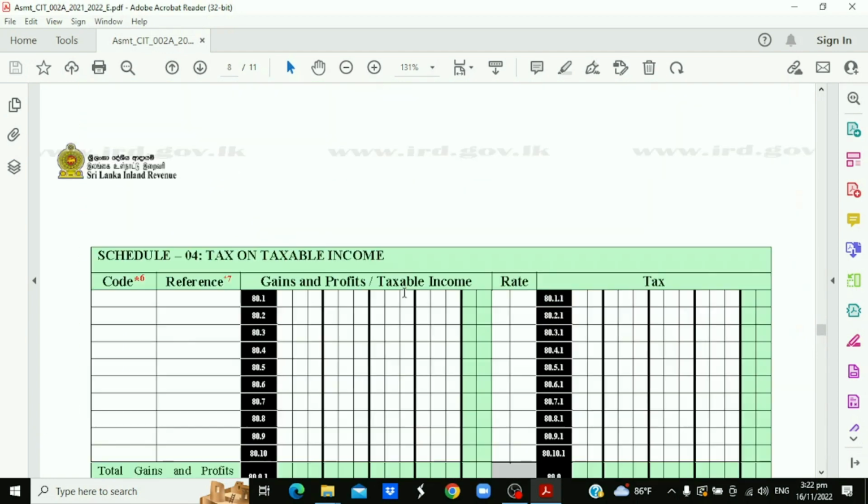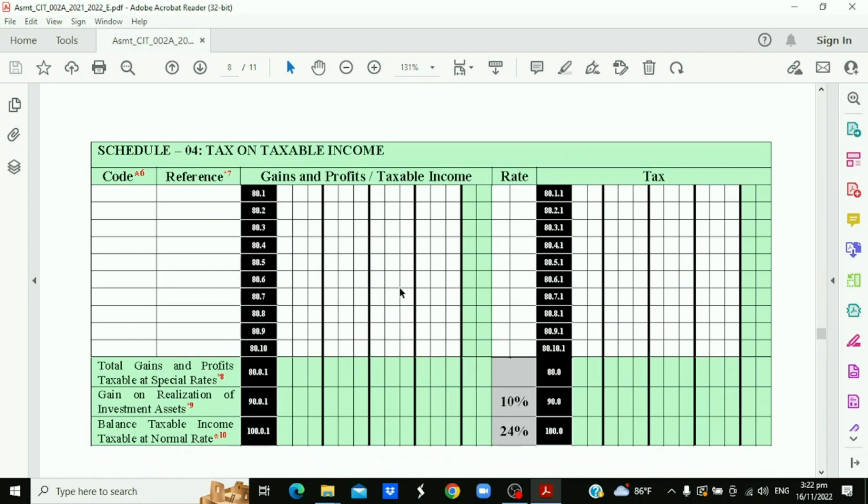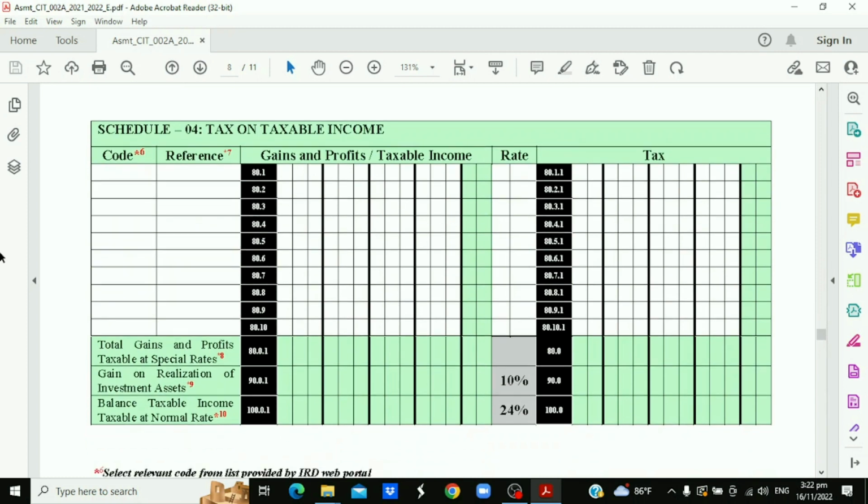Then we can look at schedule 4. Schedule 4 is a compulsory one. This is a very important table you have to complete. Why? Depending on this, finally we can decide the tax payable, right?